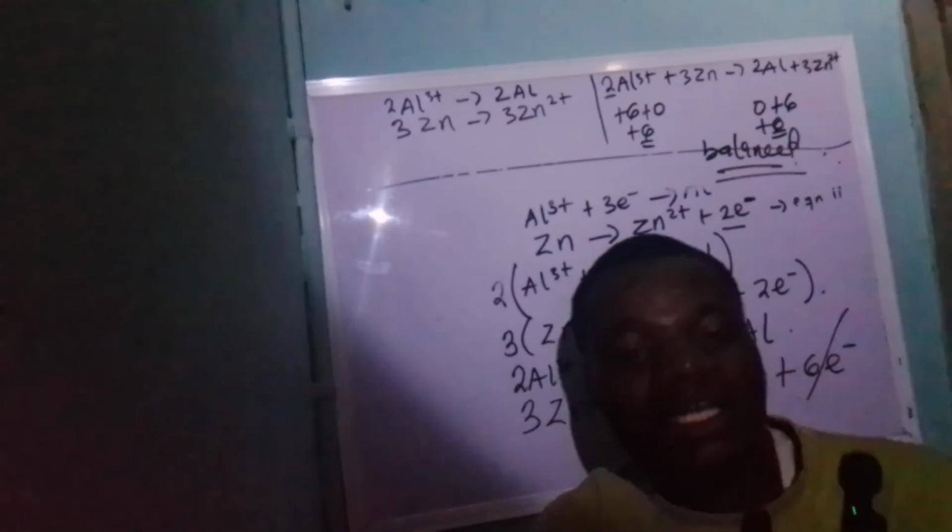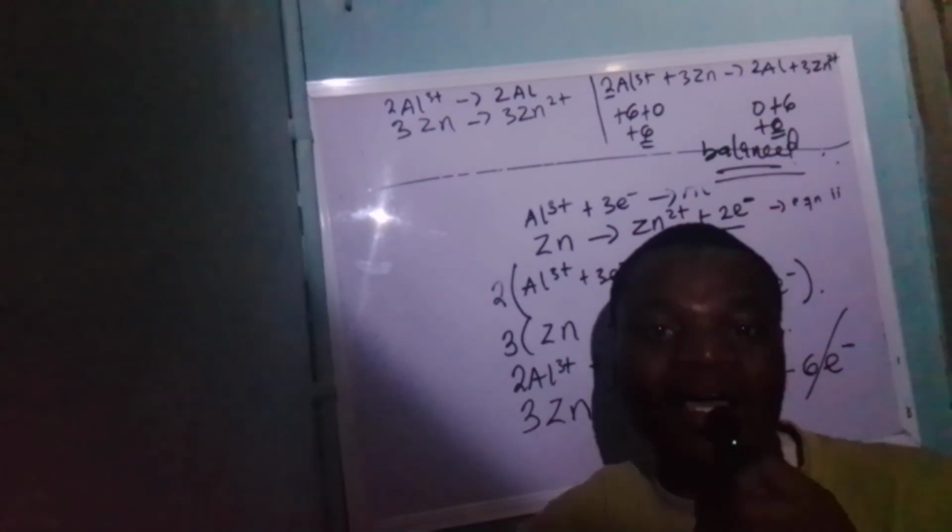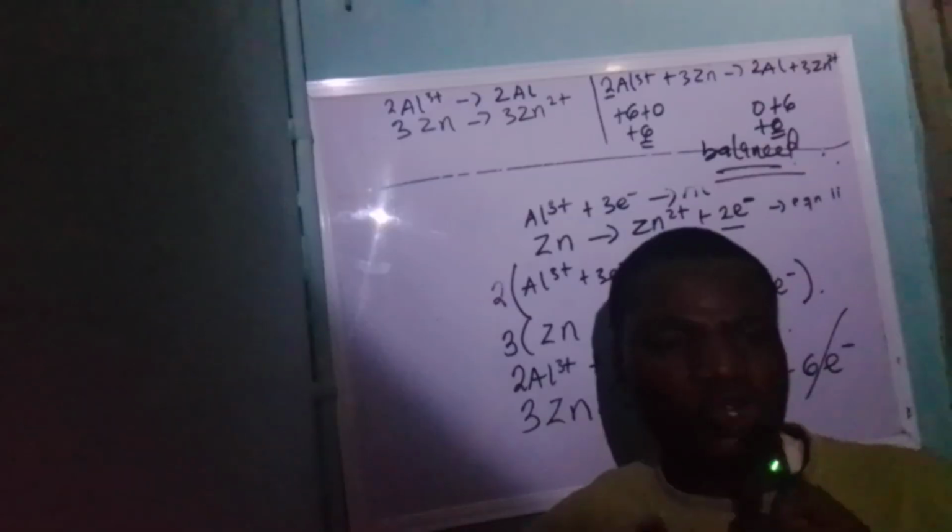Now, on the product side, don't forget that aluminum here too does not carry any charge. That's 0. 2 times 0 is 0. Plus 3 times plus 2 here, plus 6. Now 0 plus 6, that's plus 6. Definitely it is balanced. I have balanced it atomically, in charge, and electronically. Is that okay?